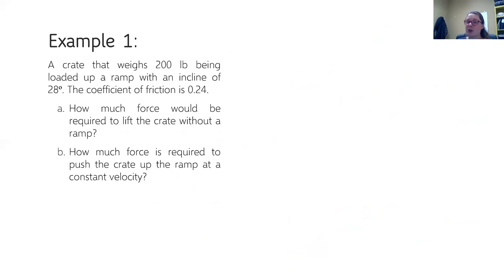A crate that weighs 200 pounds is being loaded on a ramp with an incline of 28 degrees. The coefficient of friction is 0.24. How much force would be needed to lift the crate without a ramp? How much force is required to push the crate up the ramp at a constant velocity? You might know where I'm going with this question. This is one of those. Okay, I know you're not going to calculate it, but how does the physics affect actually what we do in real life? So you've got a 200-pound crate.